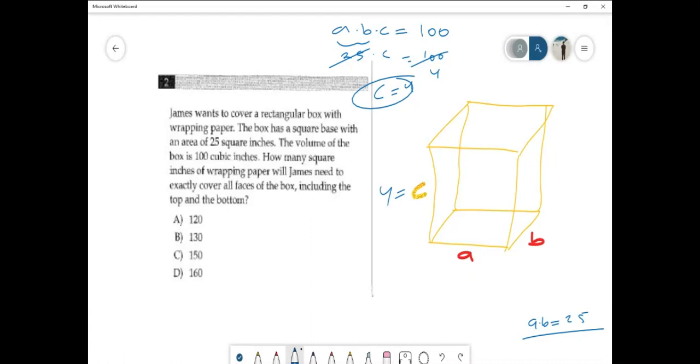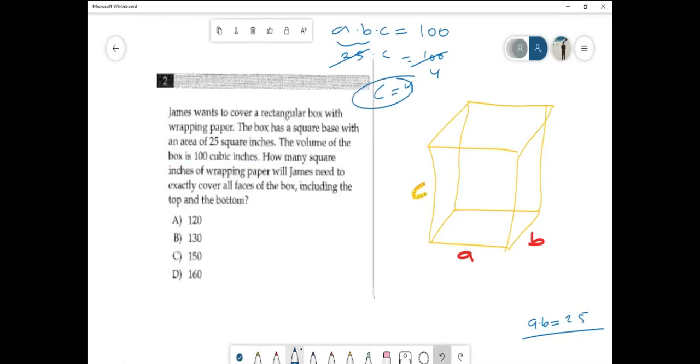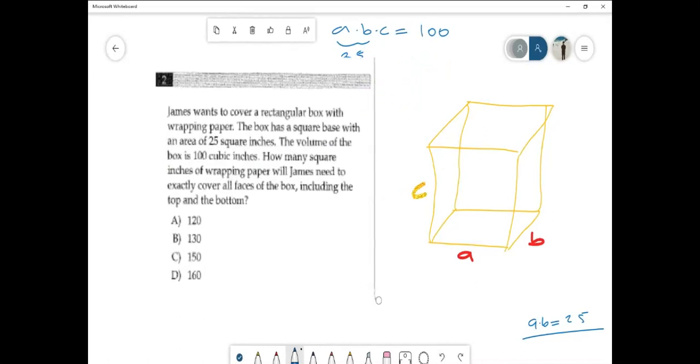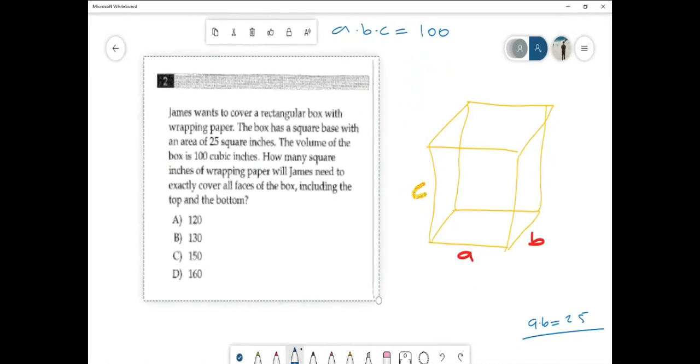Sir, how did you get 4? Are you even following us? Sir, I'm following you. You said A times B times C equals 100, that is the volume. 25 times C equals 100 over 4, right? Or is it 4 itself? It's 4, yes.